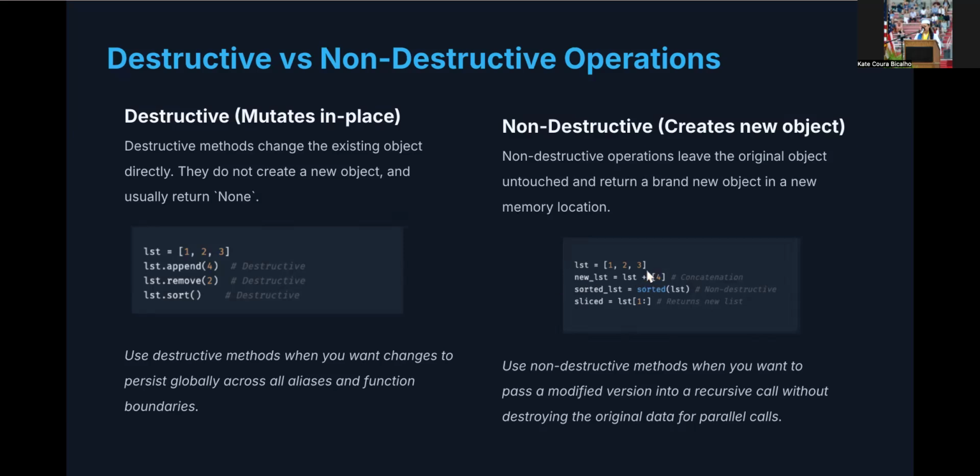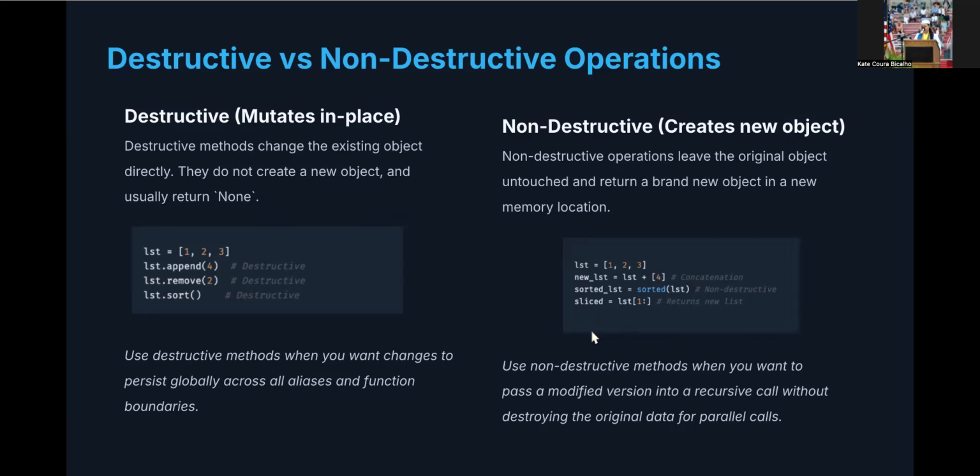We have the concatenation here. We also have the function sorted. So you can see there's a comparison between using list.sort, which is a destructive function, and sorted, which is non-destructive. And then any list slicing is also non-destructive, so that will return a new list. And just as a reminder, non-destructive methods are super important for recursion.